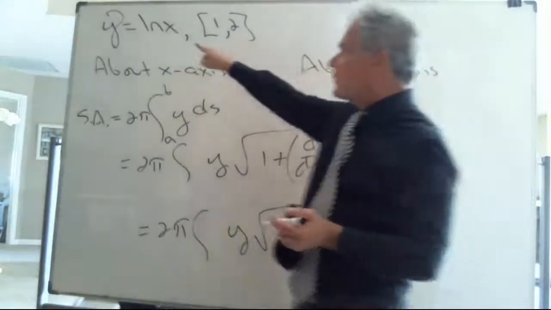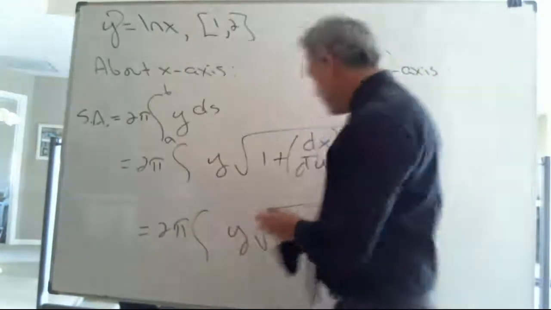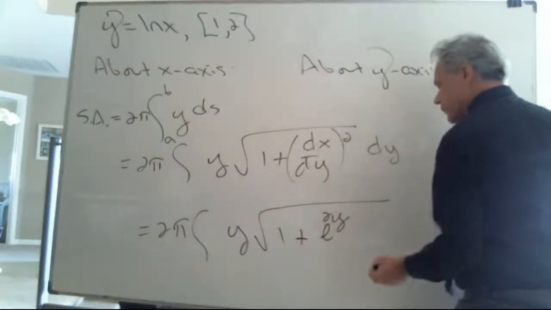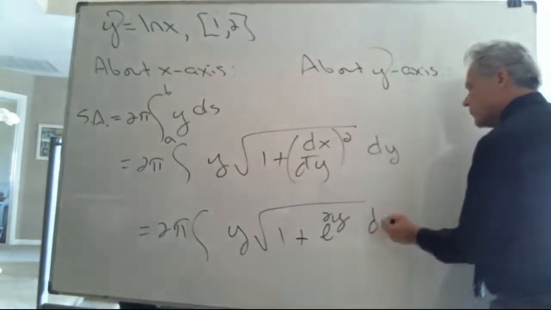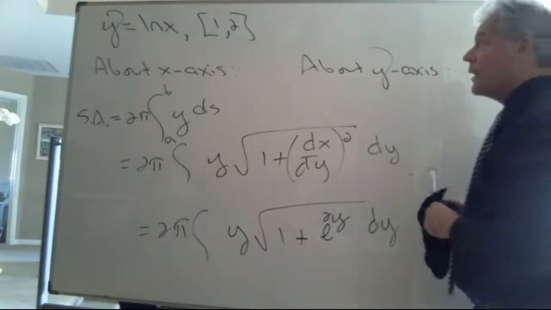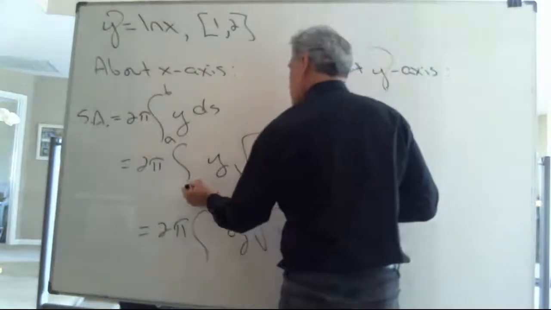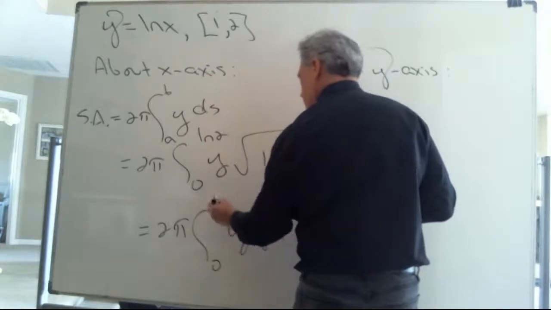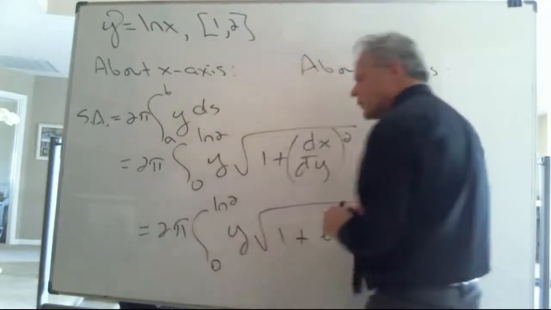Now, solving for x in terms of y, x equals e to the y, whose derivative is still e to the y. I'll square it. I'll integrate with respect to y. I think my integral looks completely different. My bounds also change. But again, I won't evaluate the integrals or even try.